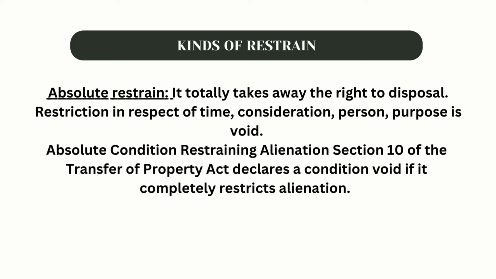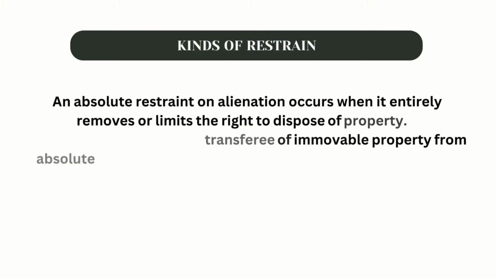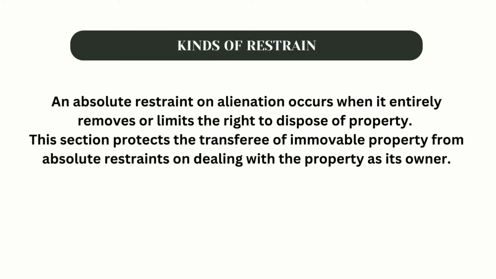Restriction in respect of time, consideration, person, purpose is void. Absolute condition restraining alienation. Section 10 of the Transfer of Property Act declares a condition void if it completely restricts alienation. An absolute restraint on alienation occurs when it entirely removes or limits the right to dispose of property. This section protects the transferee of immovable property from absolute restraint on dealing with the property as its owner.